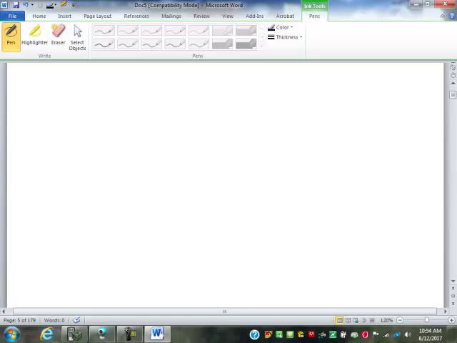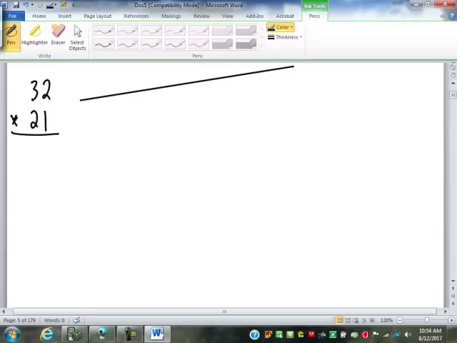Okay, so then, next we're on to multiplication and division. I could have something like 32 times 21. And now this one I am going to do in expanded form, long form.